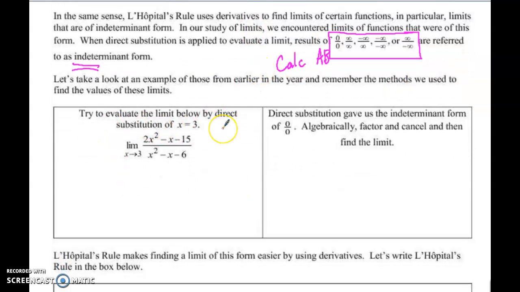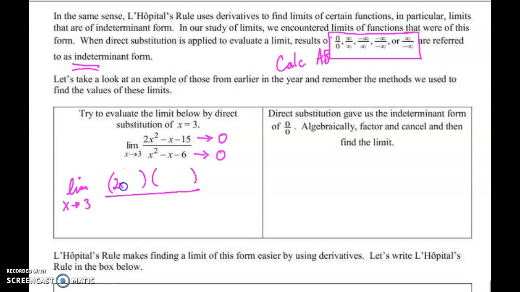So as you recall from Unit 1, we did problems like this, and we didn't need to know L'Hopital's rule to do this because we could factor. I guess I should have written out first that if you plugged in 3 into the numerator, you'd end up with 18 minus 3 minus 15. You get 0 there. If you plugged in 3 into the denominator, you'd have 9 minus 3 minus 6, another 0. So that was a clue that we had an indeterminate form and we could factor.